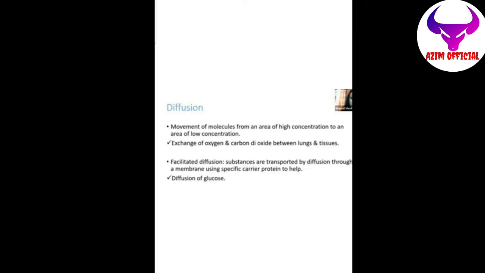Sir, lungs have oxygen-rich blood, and the tissues have more carbon dioxide concentration. So carbon dioxide comes to the lungs, and oxygen goes to the tissues.